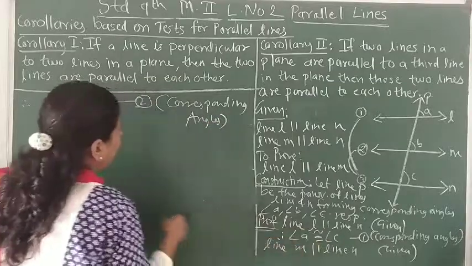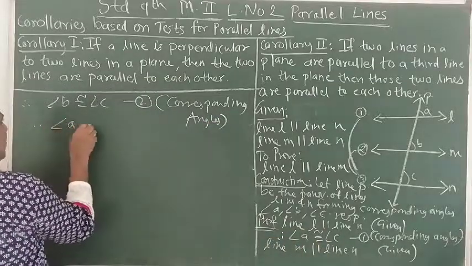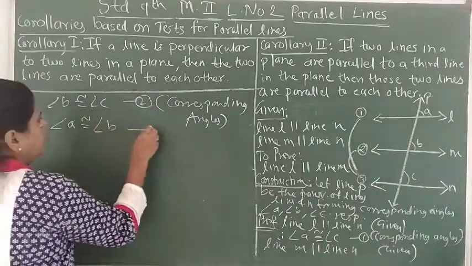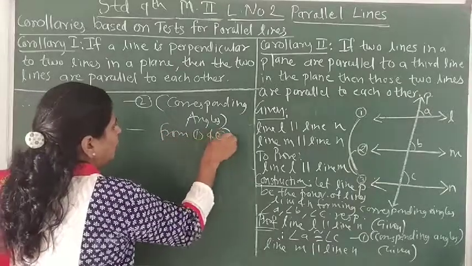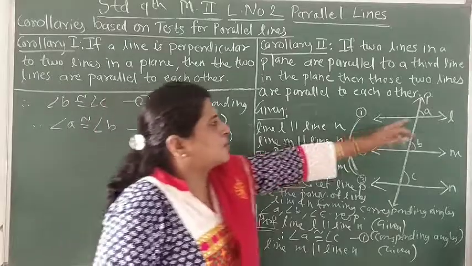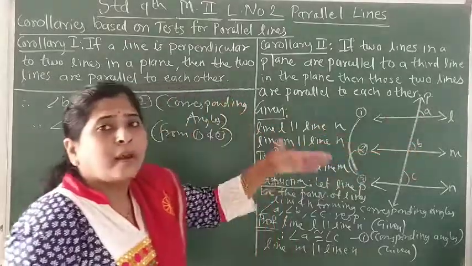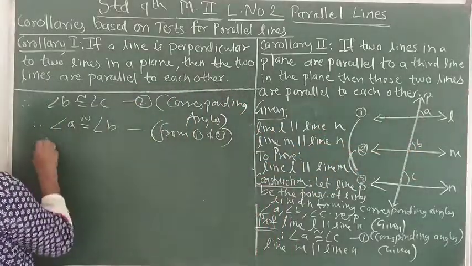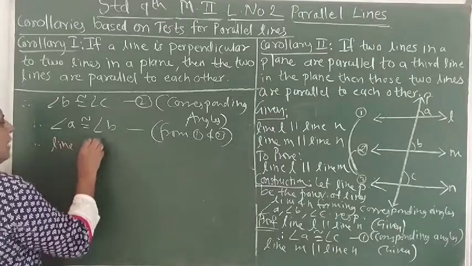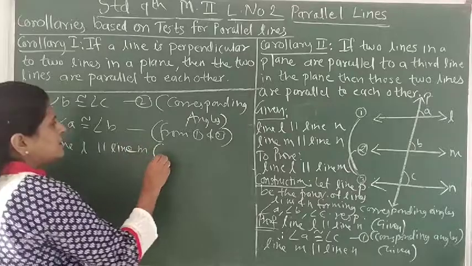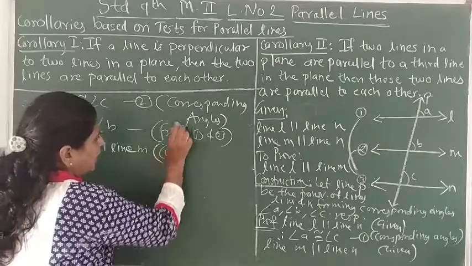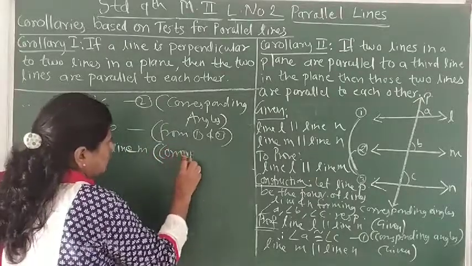And now from 1 and 2 we can say that angle A is congruent to angle B. So here we got two corresponding angles of lines L and M. They are congruent. Hence, therefore, line L is parallel to line M. The reason is the corresponding angle test.